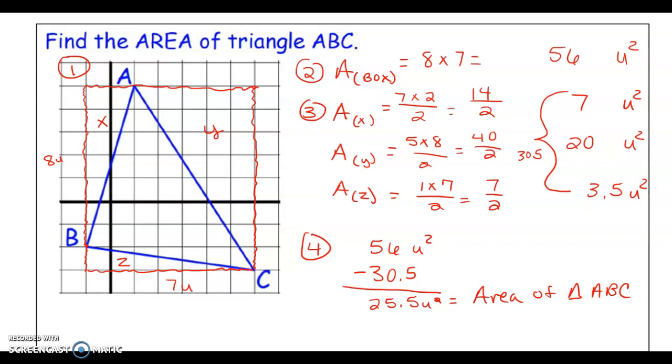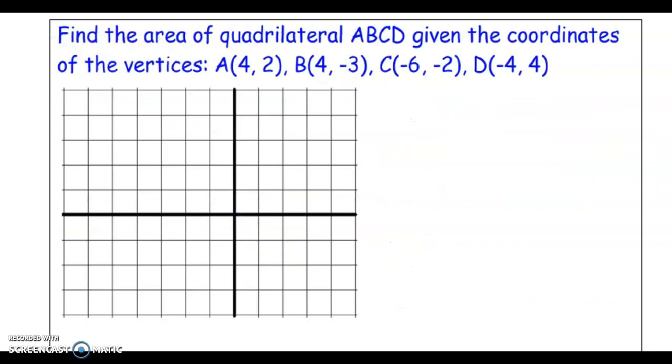Let's take a look at one more. Let's look at a quadrilateral. This one first has me plot the points. 4, 1, 2, 3, 4, 1, 2. So this is where I'm going to have point A. B is at 4, negative 3. There's B. C is at negative 6, negative 2. This is where C is. And D is at negative 4, positive 4.